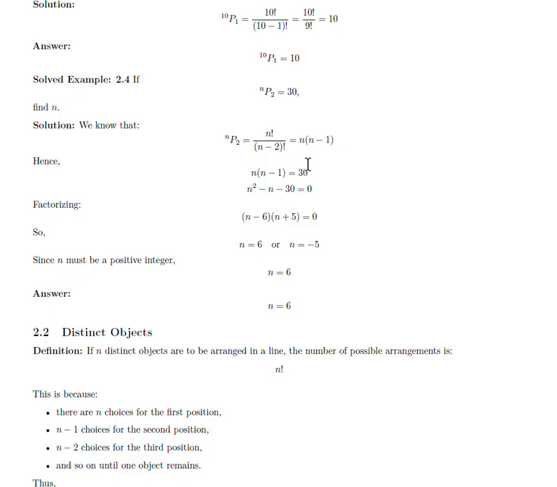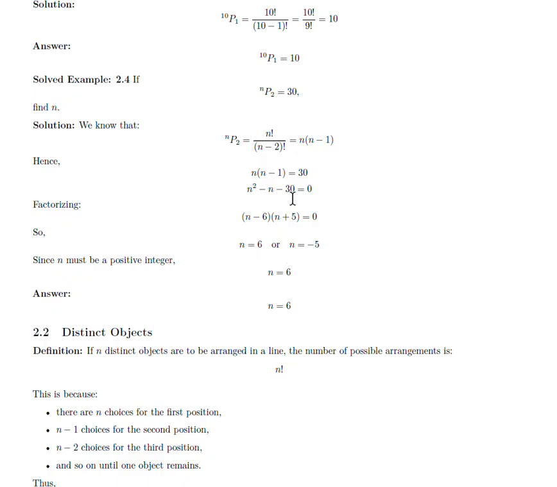So we'll solve this quadratic. If we expand these brackets, we have n squared minus n minus 30 equals 0. Solve the quadratic. N will be either 6 or minus 5. But n cannot be negative, and so we'll choose the positive answer, which is 6.